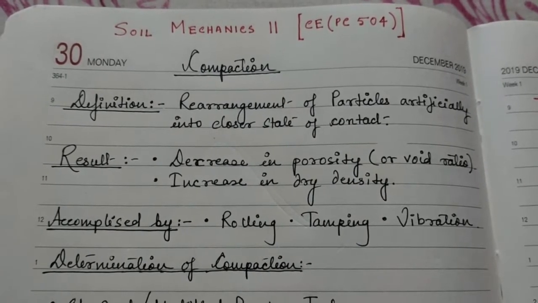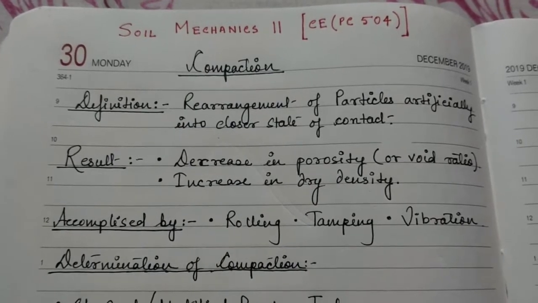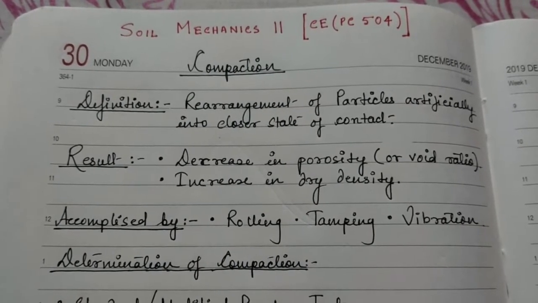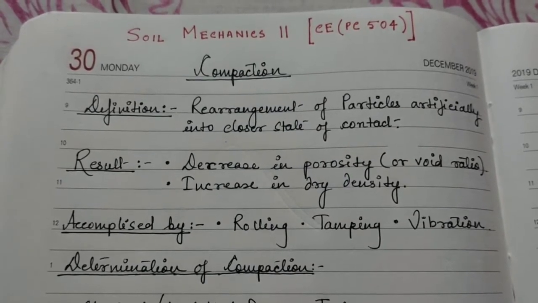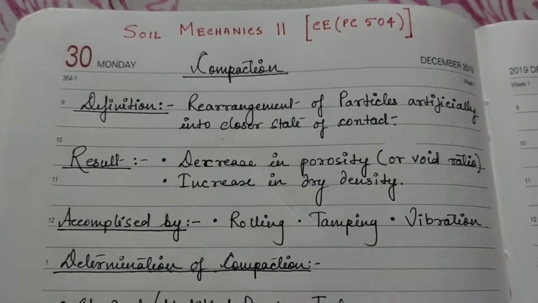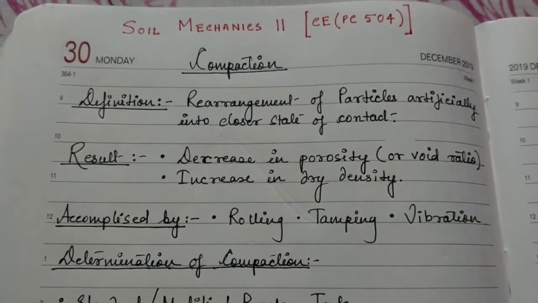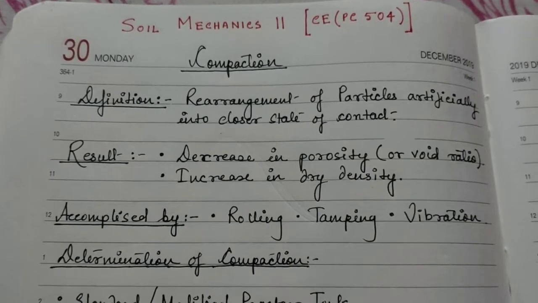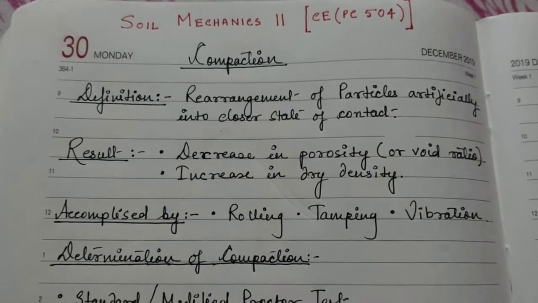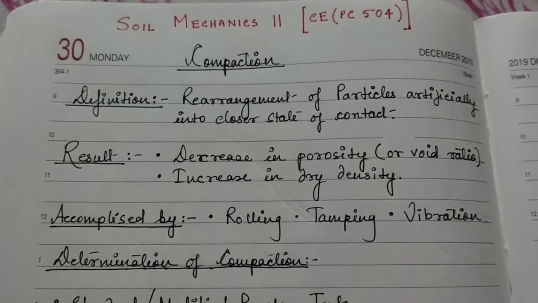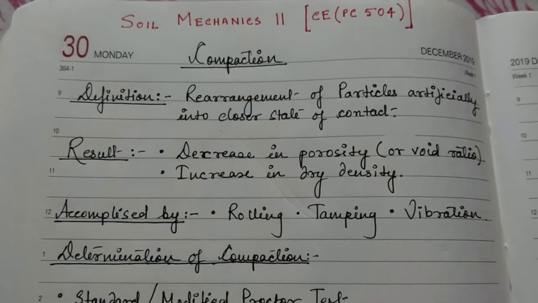Today we are going to start Soil Mechanics 2, which has a subject code of CEPC 504. In this subject we are going to learn the first chapter, that is soil compaction. So before starting compaction, let us go through its definition and its significance. So what do you mean by compaction?